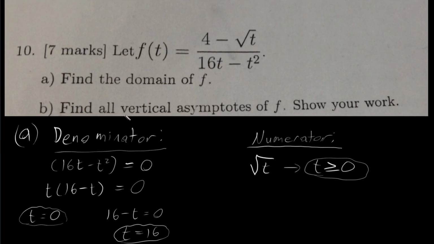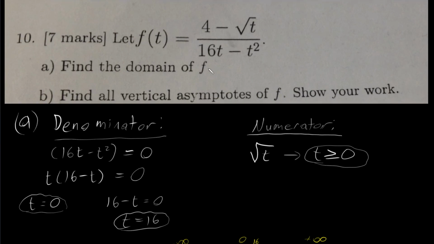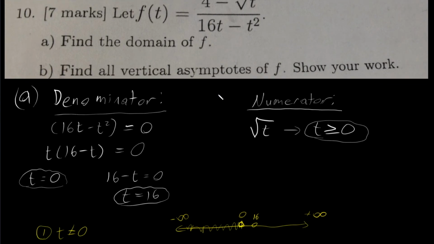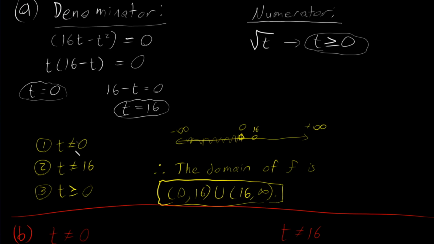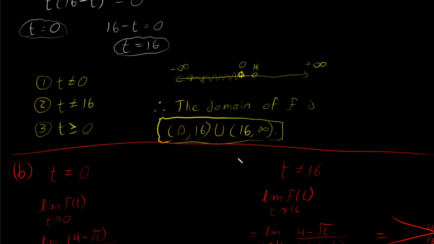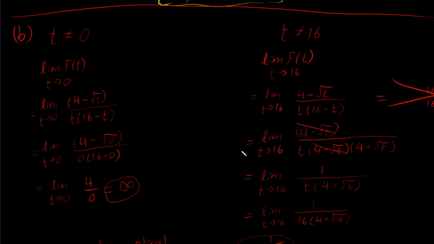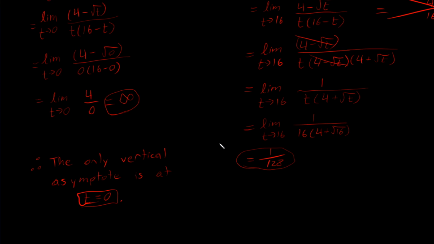So we solved part A of the question. We found what the domain of f was based on the limitations of what t values could be used in the denominator and the numerator. We put all of these conditions together to see what the domain of f is. And then we found at what values of t there is a vertical asymptote of the function.